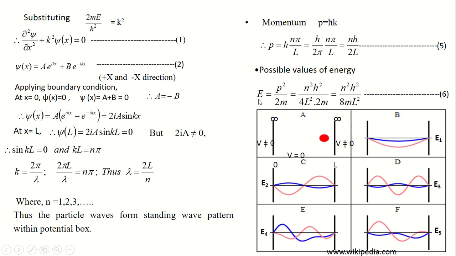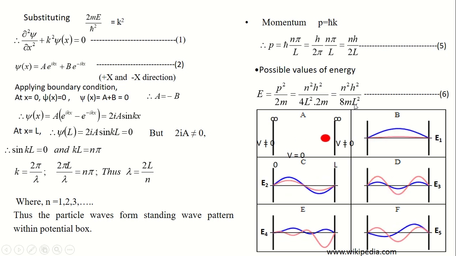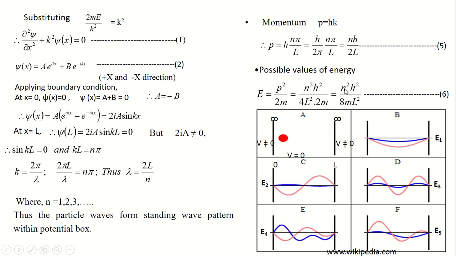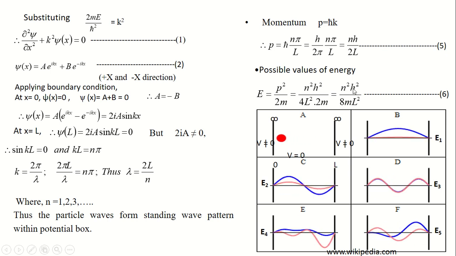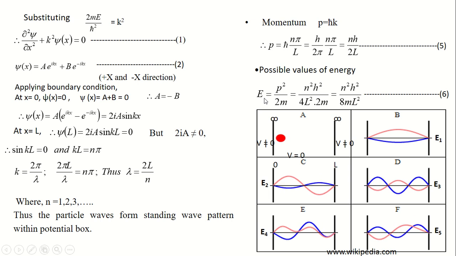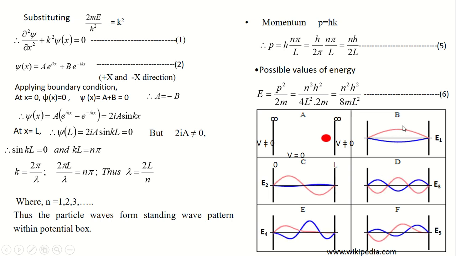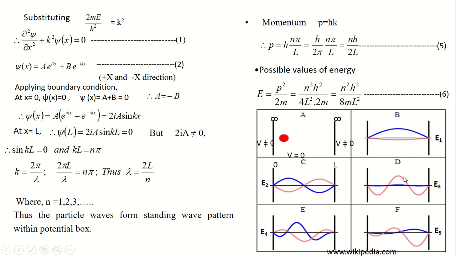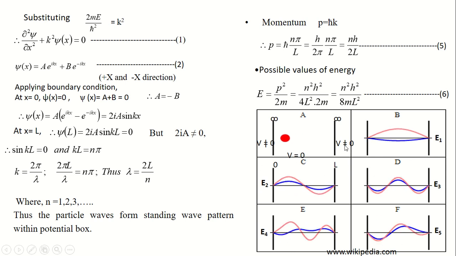So the first energy E1 is, for n is equal to 1, h square upon 8mL square. E2 is, n square becomes 4, 4 twos are 8, so h square upon 2mL square is the second energy value. Third energy E3 is equal to 9 h square upon 8mL square. And these are the probable energy values and wavelength values. So this is our particle trapped in a one-dimensional infinite square well potential.